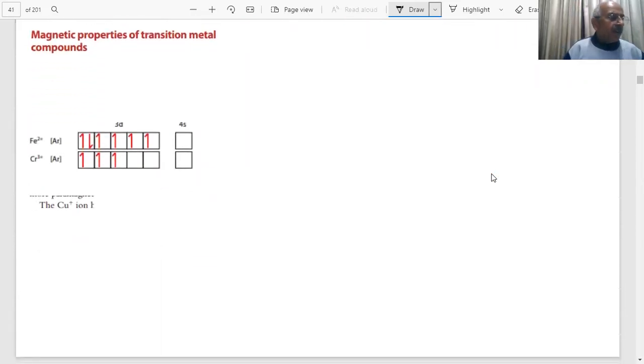Now we are talking about the magnetic properties of the transition elements. I told you, students, that transition elements show paramagnetic behavior. If I take the 3d series, whenever there are unpaired electrons, the transition metal ions will become paramagnetic. They will show paramagnetism.